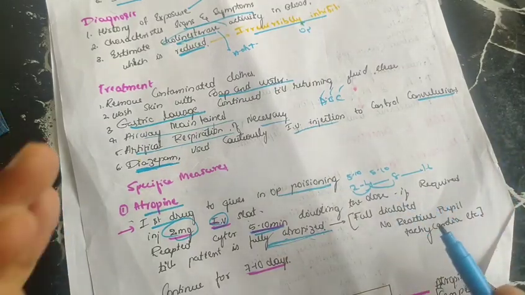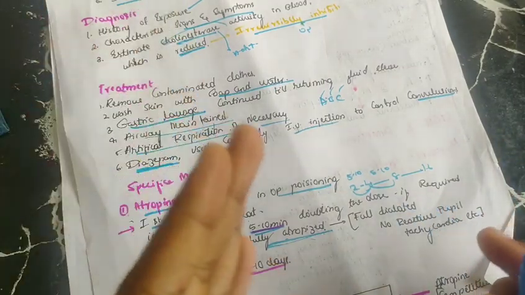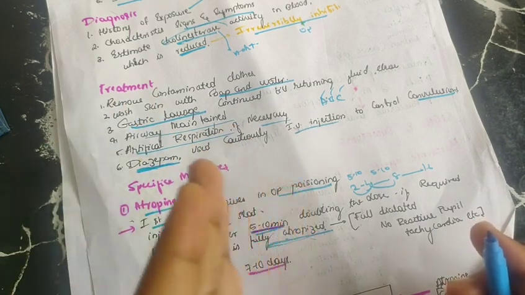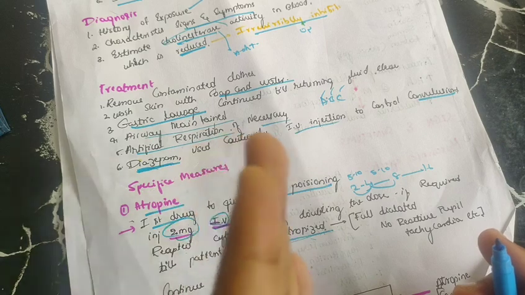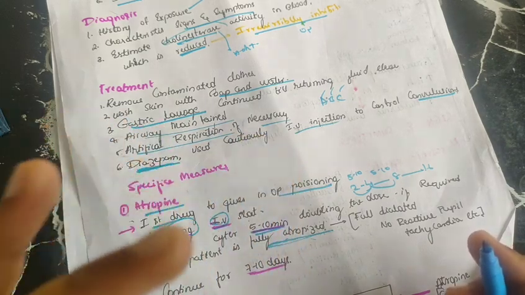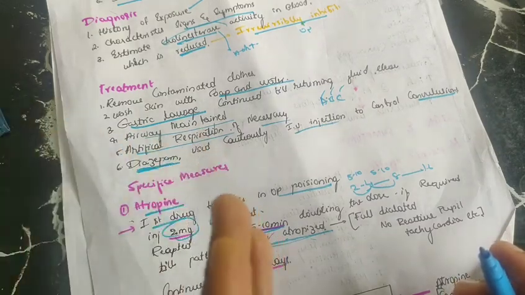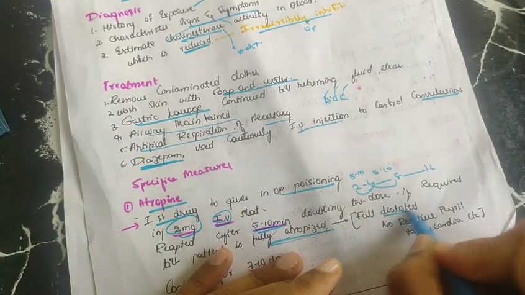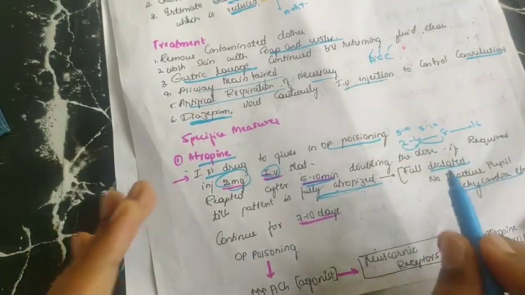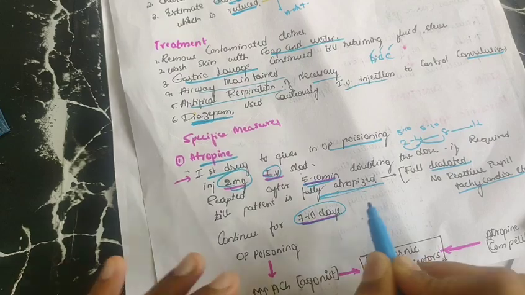Fully atropinized means his pupils will be dilated. We were seeing all parasympathetic activities in OP poisoning. Now, if we give atropine and he is atropinized, we should get sympathetic activities, that is, pupils dilated and tachycardia, etc. This treatment should be continued for 7 to 10 days.